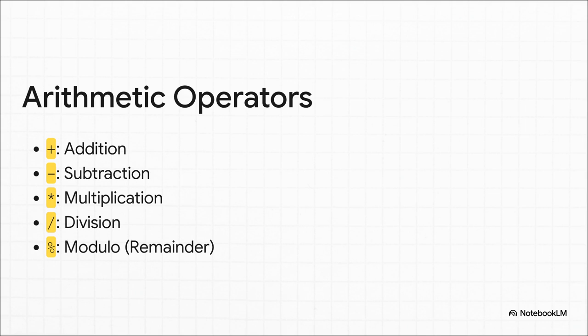Now, that last one, the little percent sign, that one's cool. It's called modulo, and all it does is give you the remainder after you divide two numbers. Sounds weird, I know, but trust me, it's ridiculously useful. We'll see why in a bit.